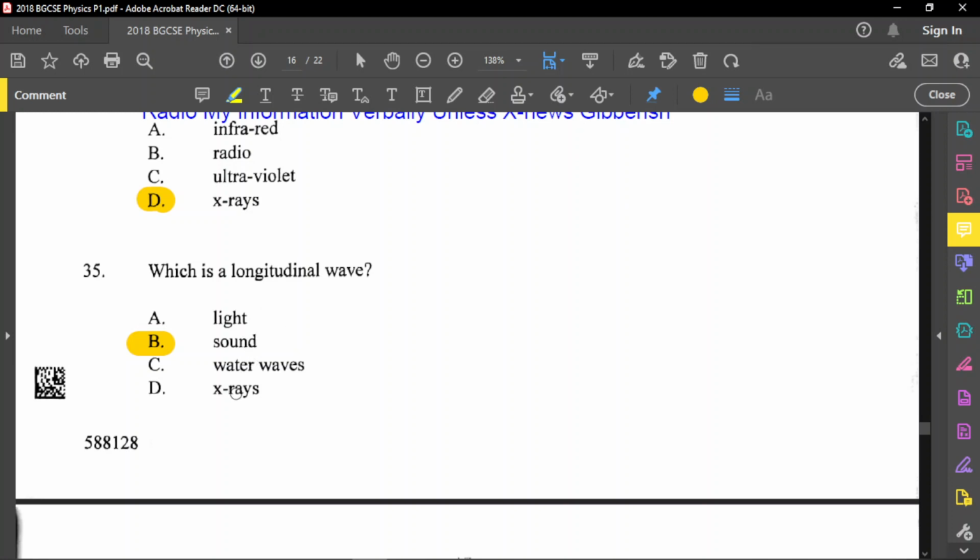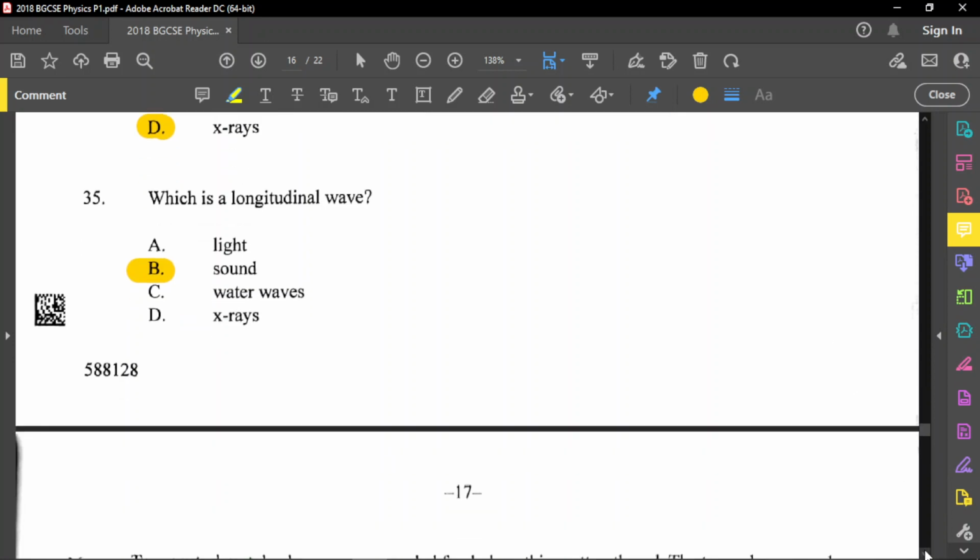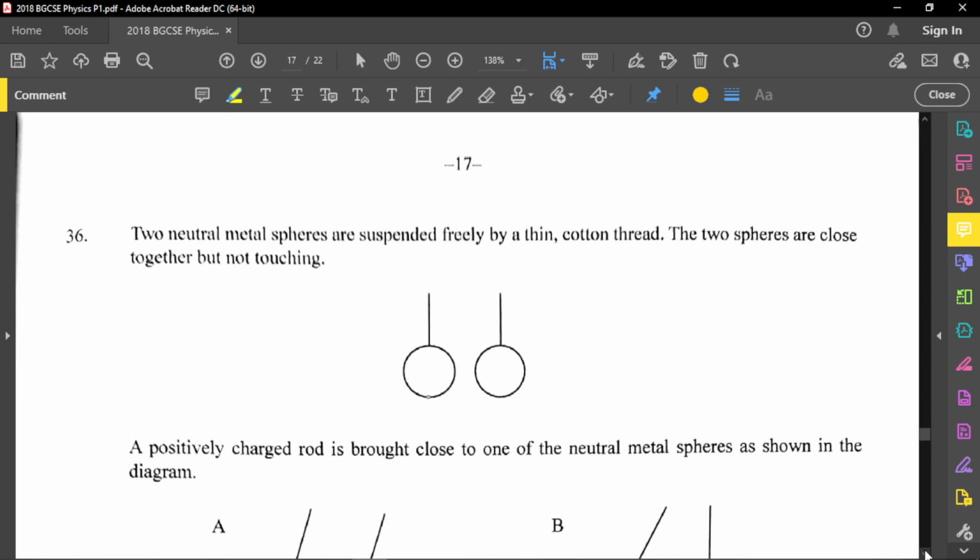And light and X-ray, as we mentioned earlier, those are part of the family of the electromagnetic waves. All right, so question number 36. In question number 36, the two neutral metal spheres are suspended freely by a thin cotton thread. The two spheres are close together but not touching. That's very important. They're not touching, but they're close together.